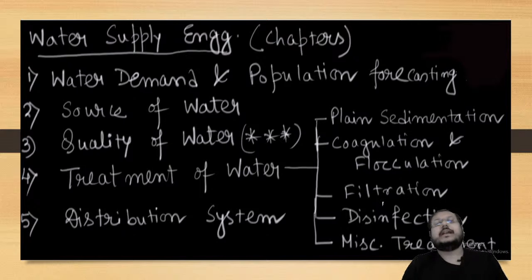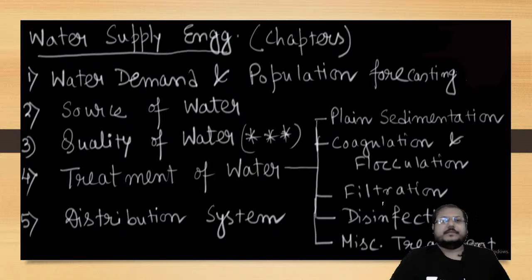The third chapter, the quality of water chapter, is the most important chapter of this segment, where a question is guaranteed. A question is guaranteed from this chapter, quality of water.